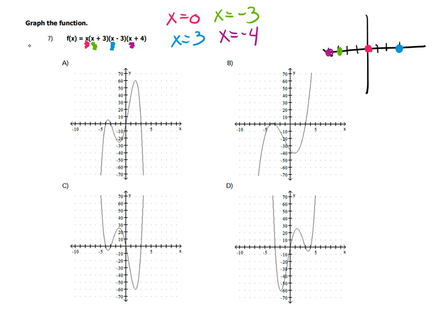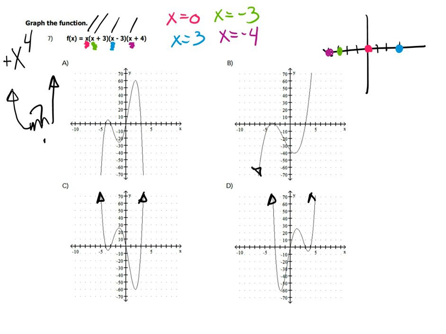If you were to take x times x plus 3 times x minus 3 times x plus 4, at some point you would take x times x times x times x. This is really an x to the 4th power. And it really is a positive one, so it's a positive x to the 4th. So I know that both ends have to go up. I don't know what happens in between, but both ends have to go up. So this one is up and up, and this one is up and up.